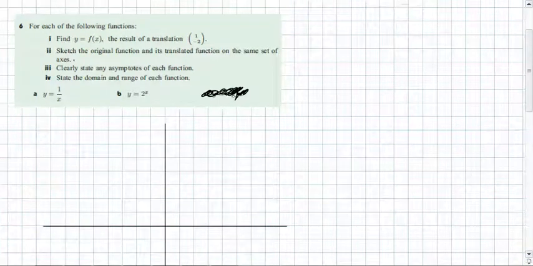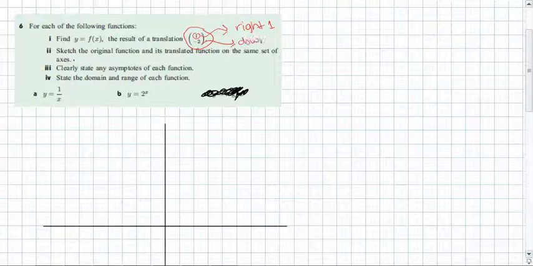Okay, so we were assigned question number 6 from the review section for chapter 5. For each of the following functions, find y equals a function of x, the result of a translation that is moved to the right 1 and down 2, and this can be told from the vector here, where the 1 represents a shift for all the x values to the right 1 and down 2 for the y values, down -2.